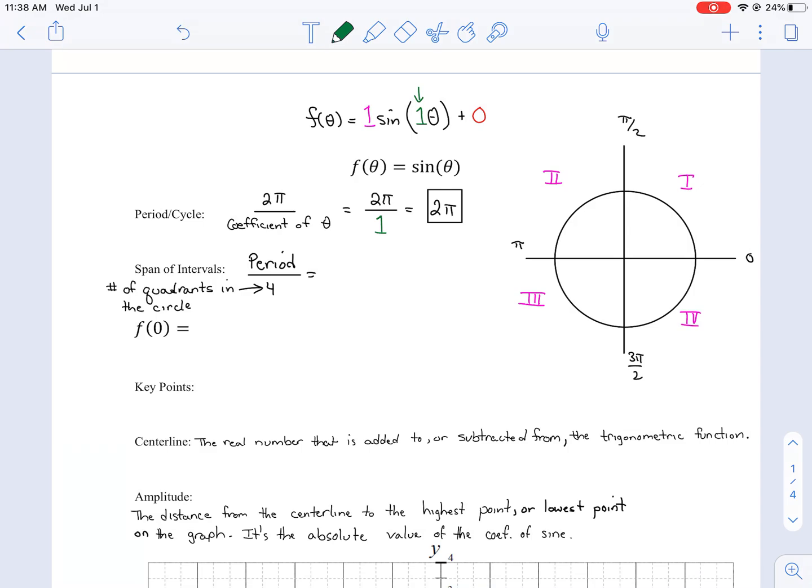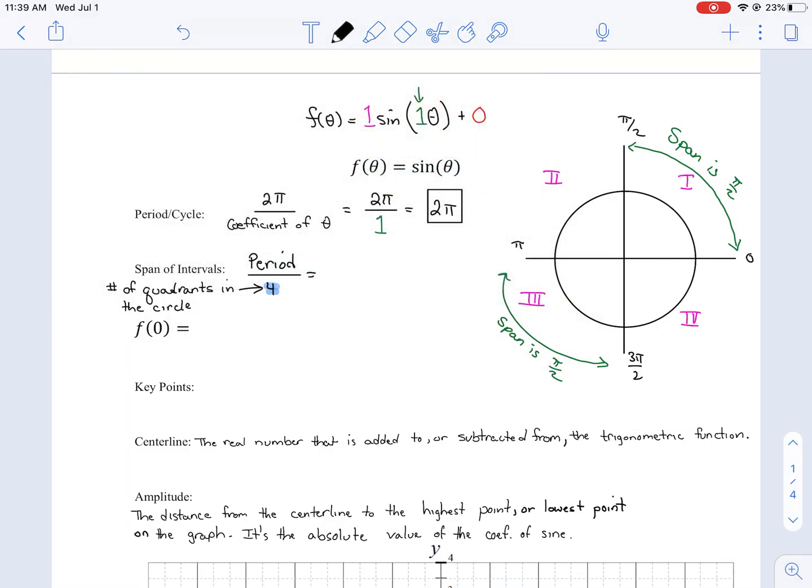And the unit circle is cut up into 4 equal pieces. And each quadrant has the same span. And that span is the distance from one axis to the next. So in this case, this span is pi halves. If I came over here to the third quadrant, the distance between pi and 3 pi halves is also pi halves.